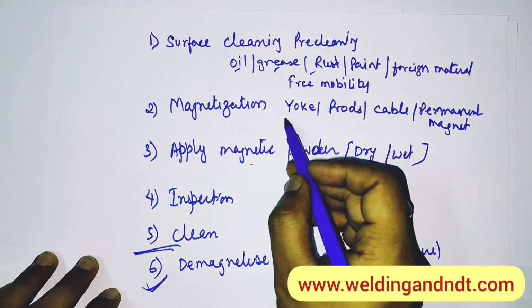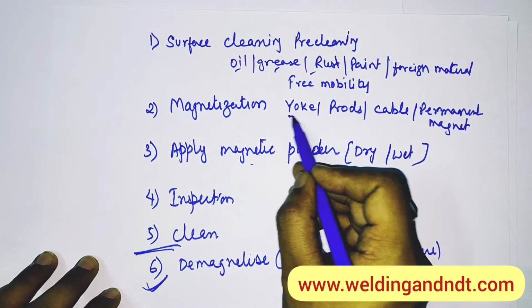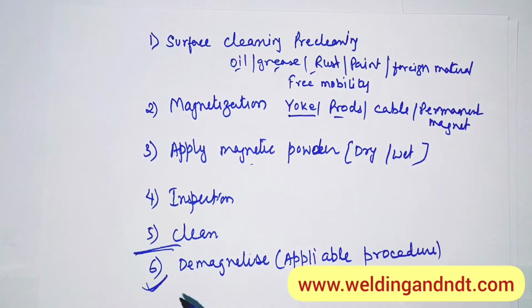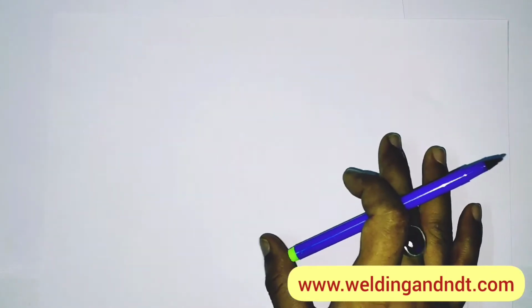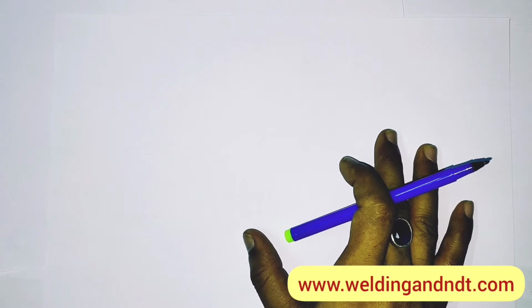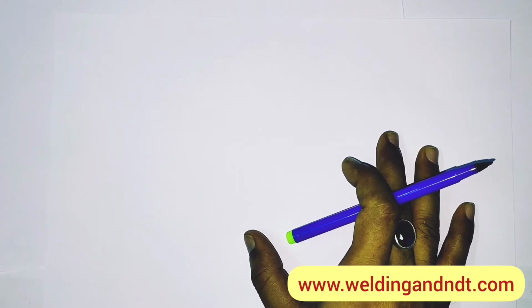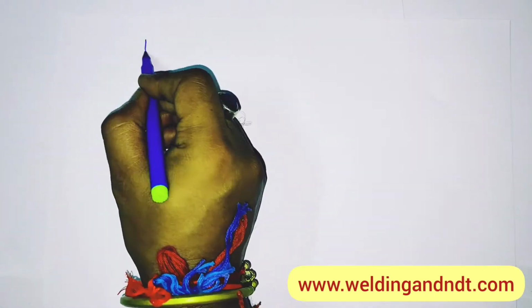Now I'll give you a little bit more idea about yoke and prods. What are these things? I'll also speak about something about AC and DC. What is AC, DC, everything I'll explain here. So let's start. So first, prods.